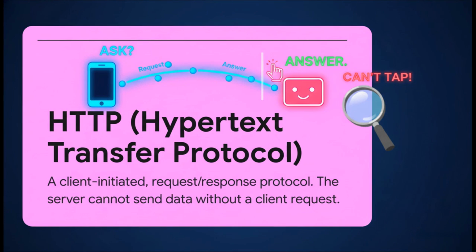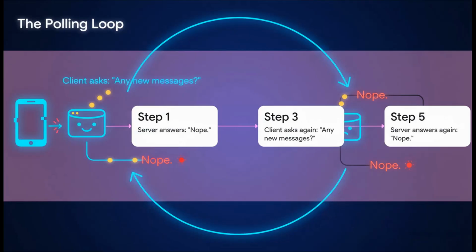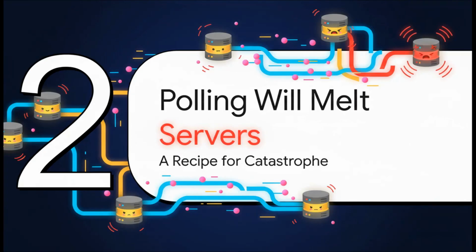So, what's the first idea that probably pops into your head? Well, if the server can't talk first, we'll just make the client ask it. Constantly. Over and over and over again. This brute force approach has a name. It's called polling. And this just shows you how ridiculous it is. Your phone makes a full connection to the server and asks, anything new for me? The server checks, says nope, and hangs up. Then, a second later, your phone calls right back and does the exact same thing. It is a never-ending cycle of asking and getting rejected.